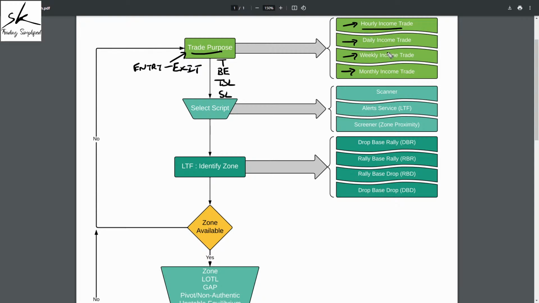Hourly income implies a trade where my expectation is this trade can last for an hour or a few hours. Daily income, a trade which can last for a day or a few days. Weekly income, a trade which can last for a week or a few weeks. And monthly income, a trade which can last for a month or a few months.